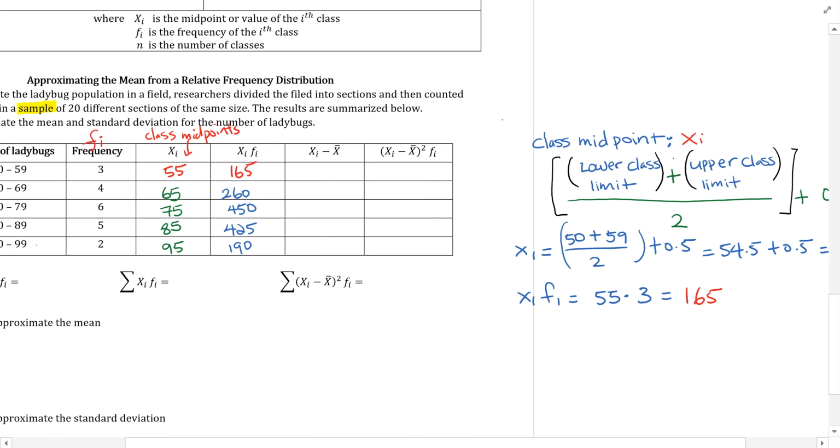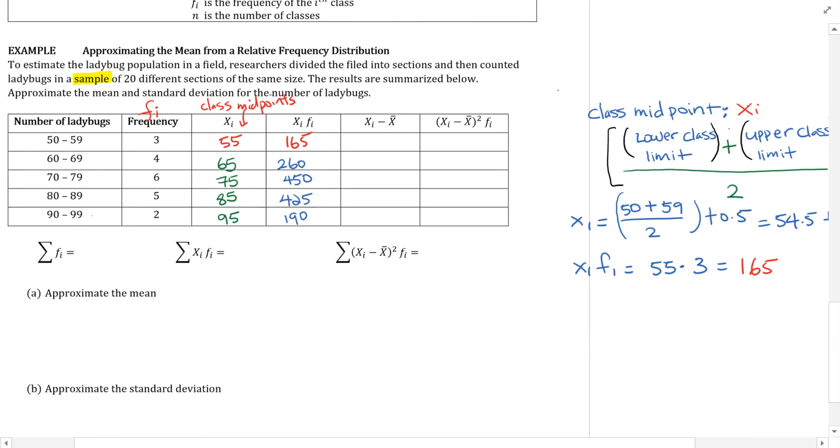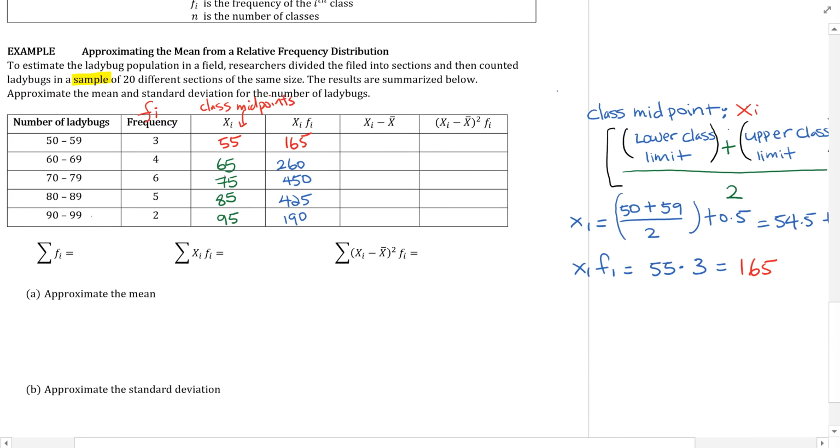You're going to do the same thing for all of them. So 65 times 4 gives me 260. 75 times 6 gives me 450. 85 times 5 gives me 425. And then 95 times 2 gives me 190. And that's how I get this column, xi times fi.